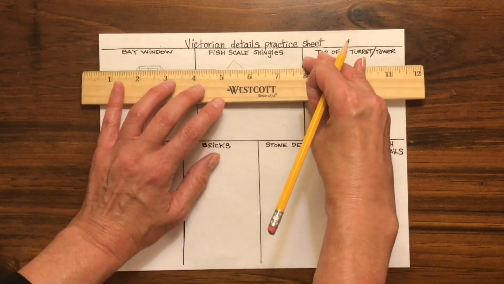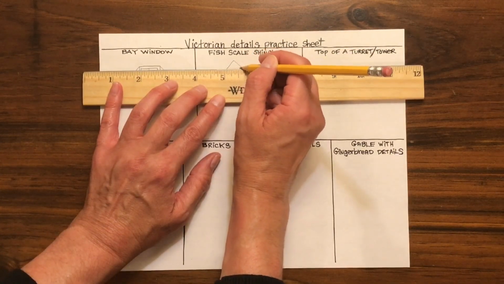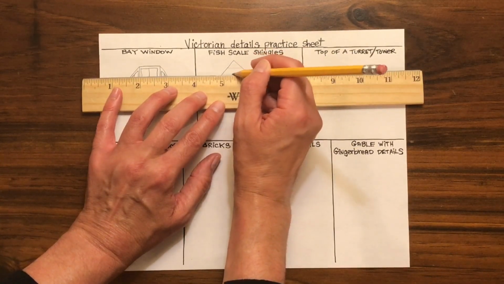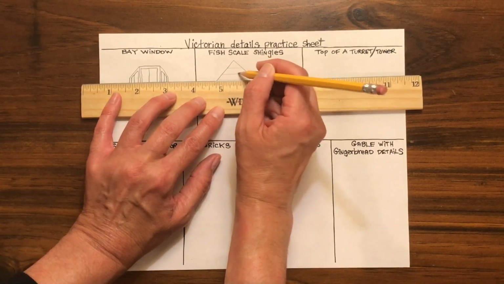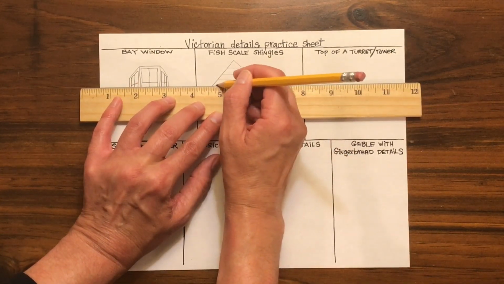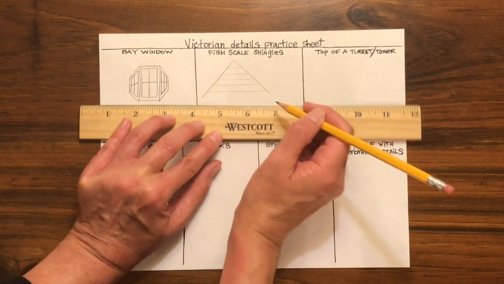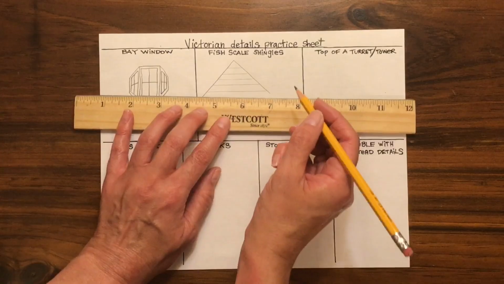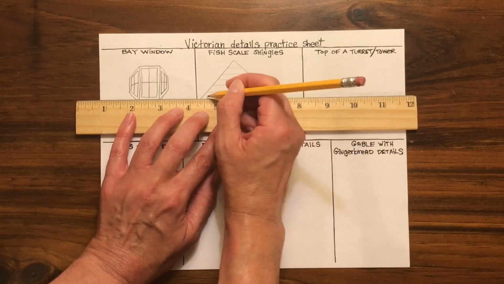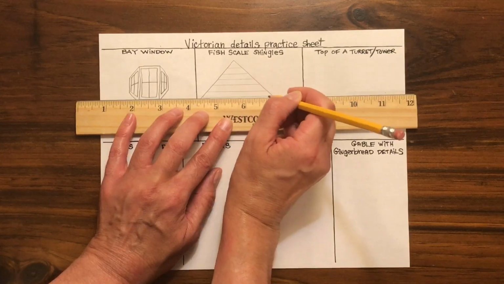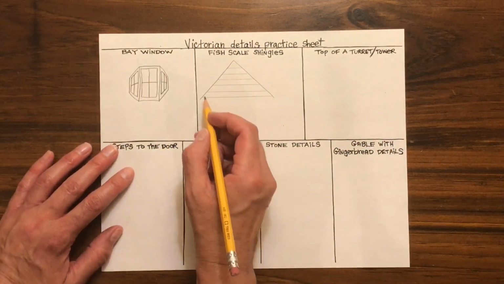So what I'm going to do is just very lightly draw some guidelines so that the fish scale shingles are all the same length and they are hitting the bottom of where the line is, and that they're straight. This will help you make sure that they're straight. Maybe I'll do one more right here. Extend those lines a little bit. All right, so I've got my pretend gable.